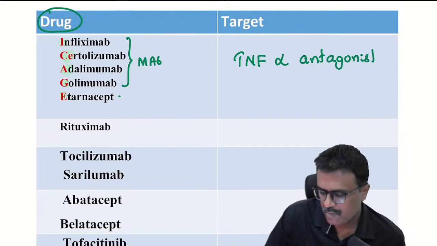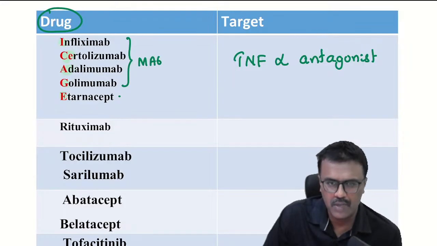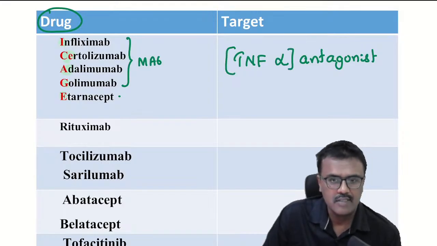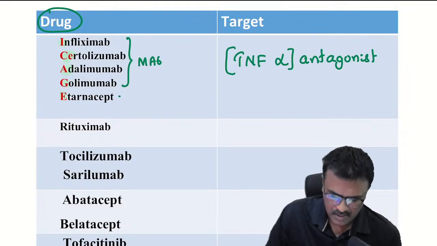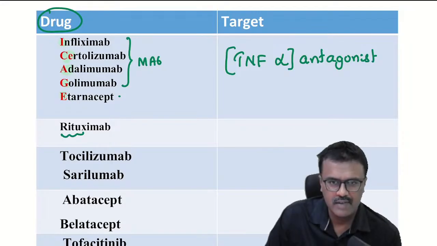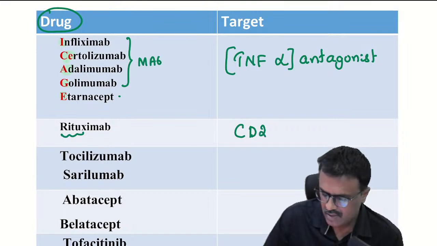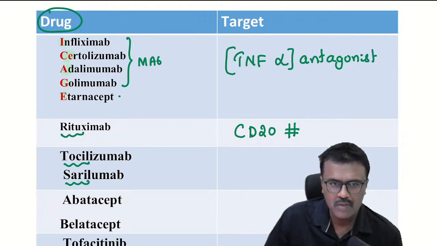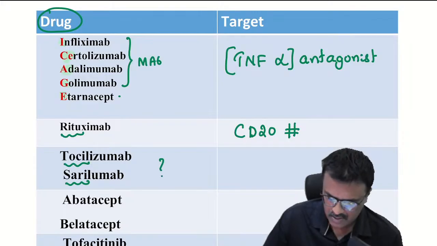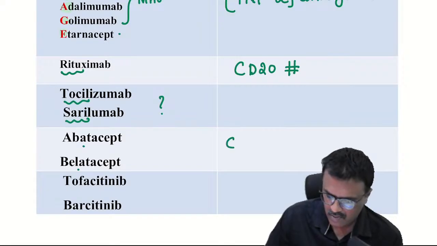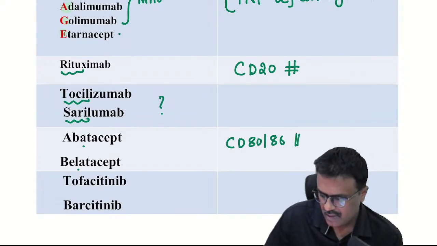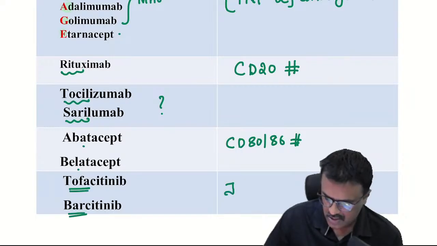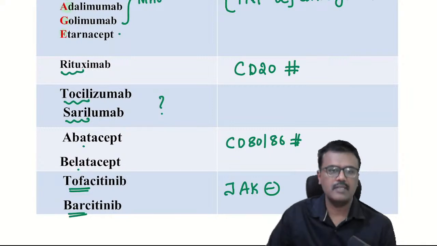But remember one thing: before starting them, you have to rule out hepatitis B and TB, because if you suppress TNF alpha, infection may increase, and certain cancers may also increase if you give this. Then rituximab: the rituximab is a CD20 blocker. Abatacept and belatacept are blockers of CD80/86, that is, co-stimulation inhibitors. Tofacitinib and baricitinib are JAK inhibitors, Janus kinase inhibitors.